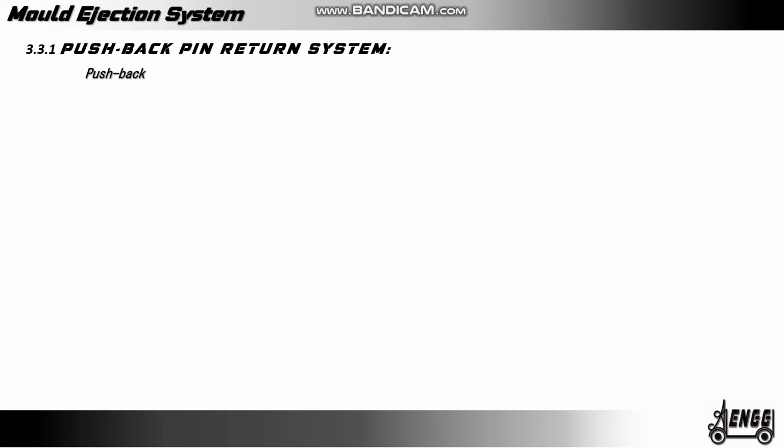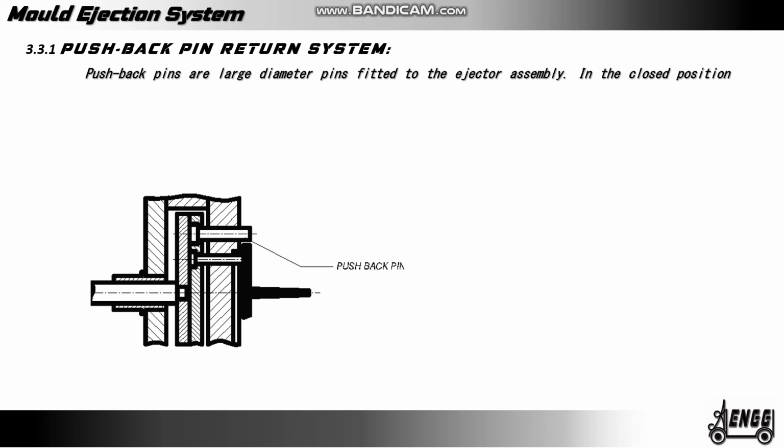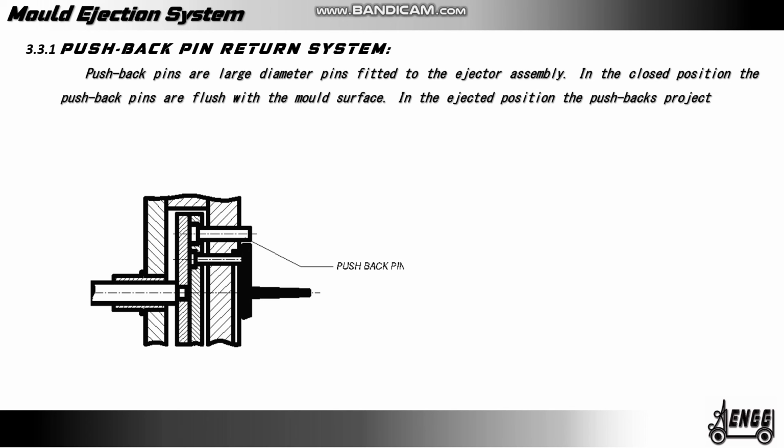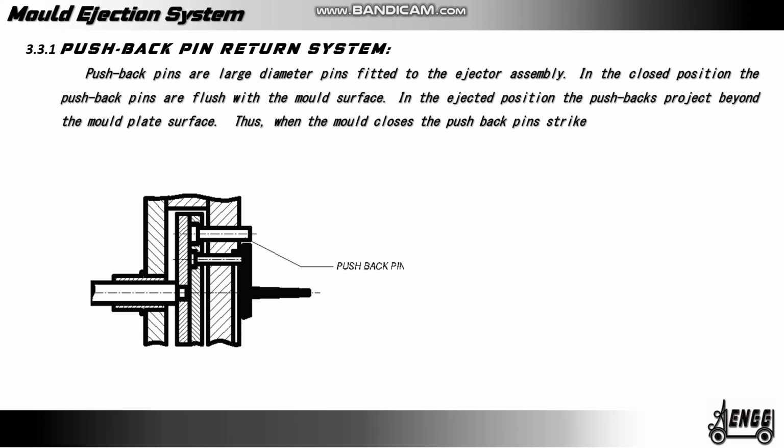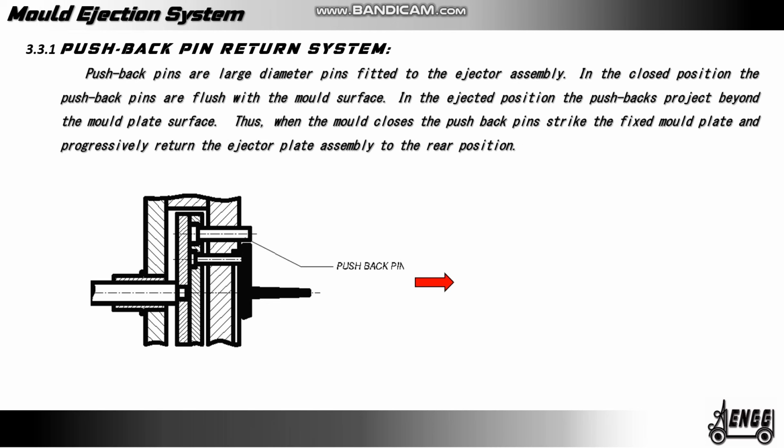Pushback pin return system. Pushback pins are larger diameter pins fitted to the ejector assembly. In the closed position, the pushback pins are flush with the mold surface. In the ejected position, the pushback pins project beyond the mold plate surface. Thus, when the mold closes, the pushback pins strike the fixed mold plates and progressively return the ejector plate assembly to the rear position.